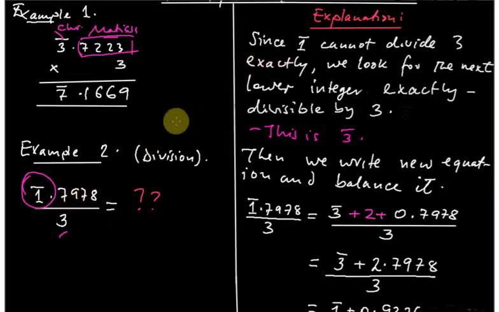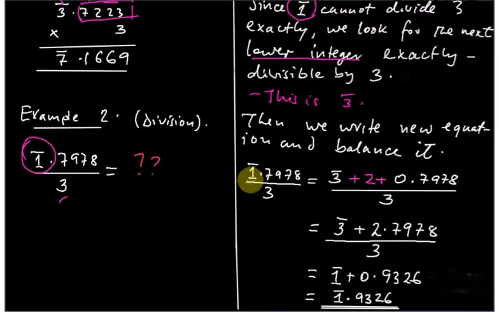Now, since this bar 1 cannot divide 3 exactly, we look for the next lower integer which is exactly divisible by 3. And now, next lower is bar 3. You know that bar 3 is smaller than bar 1. Bar 1 is bigger. So then we write the new equation and balance it. Now our equation was bar 1.7978. This is positive. Mantissa is always positive.